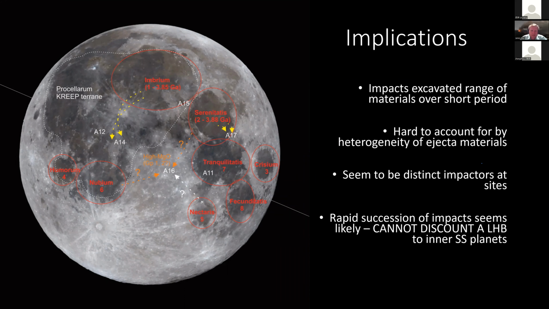So for example, at the Apollo 16 site, you might argue that the Descartes formation type rocks with low MgO are coming from upper surface materials and the high MgO rocks coming from more like troctolites and deeper crustal materials. Problem is the impactor looks very distinct. It's hard to account for this heterogeneity of ejecta materials and impactors in a single event. It seems to be distinct events. And this rapid succession of impacts means that you cannot discount a late heavy bombardment to the inner solar system planets.